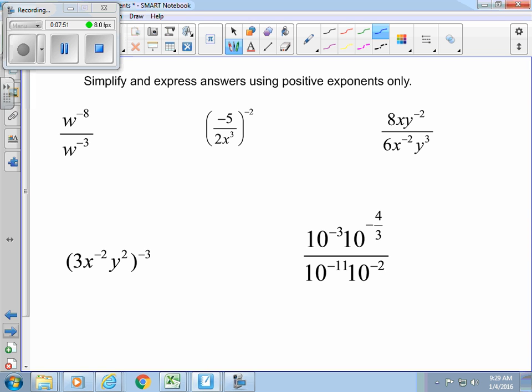Simplify and express using positive exponents only. Do some examples.